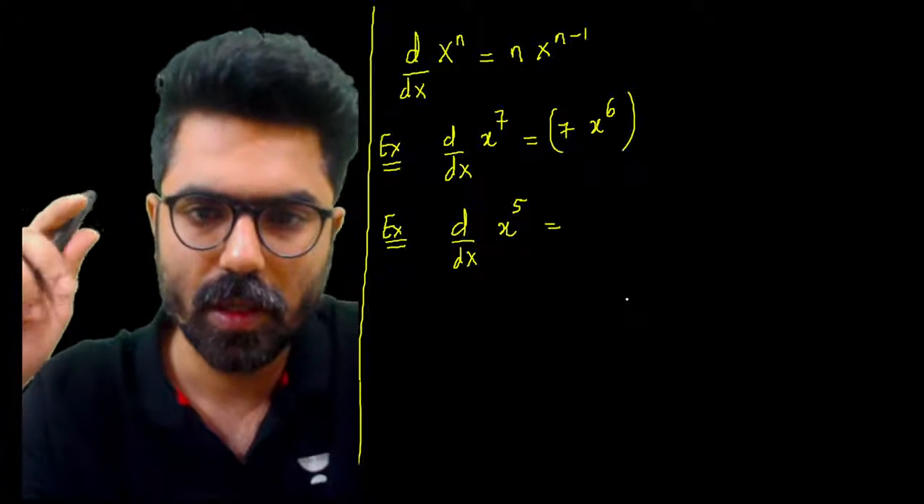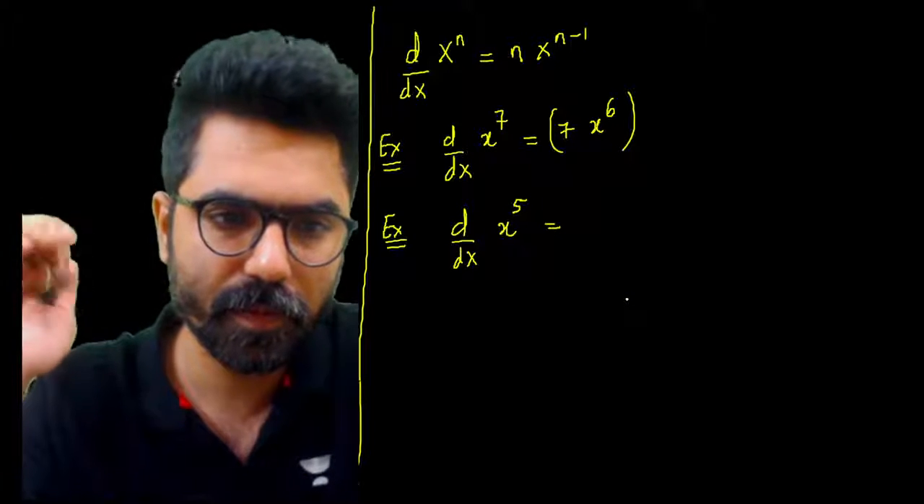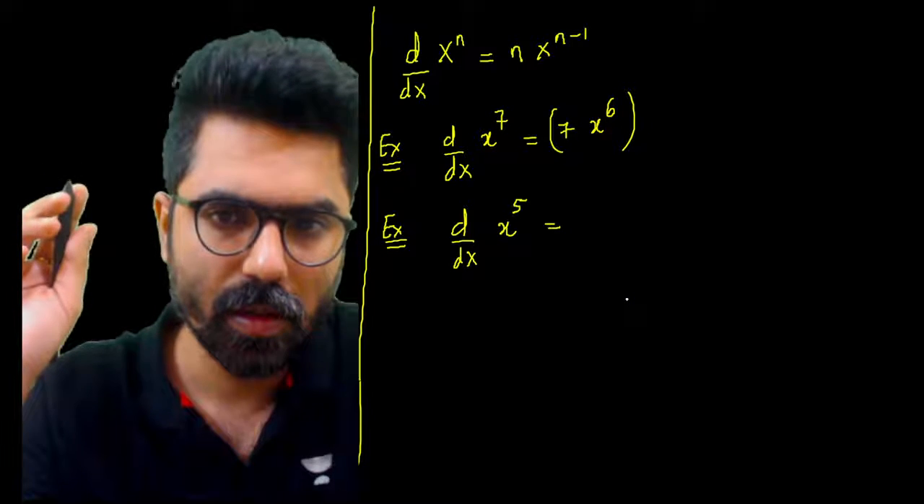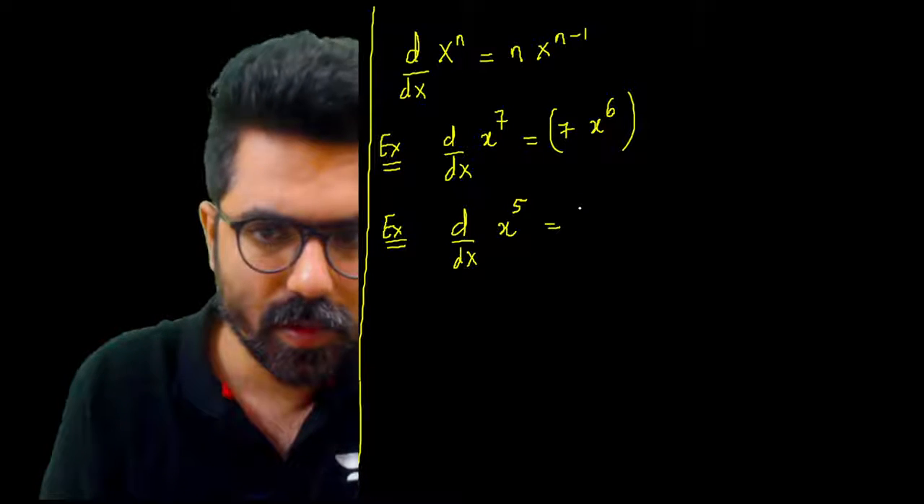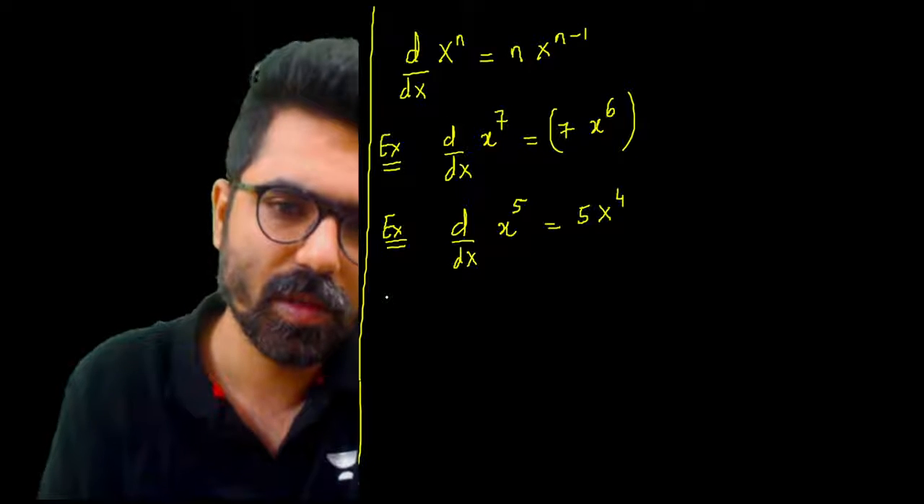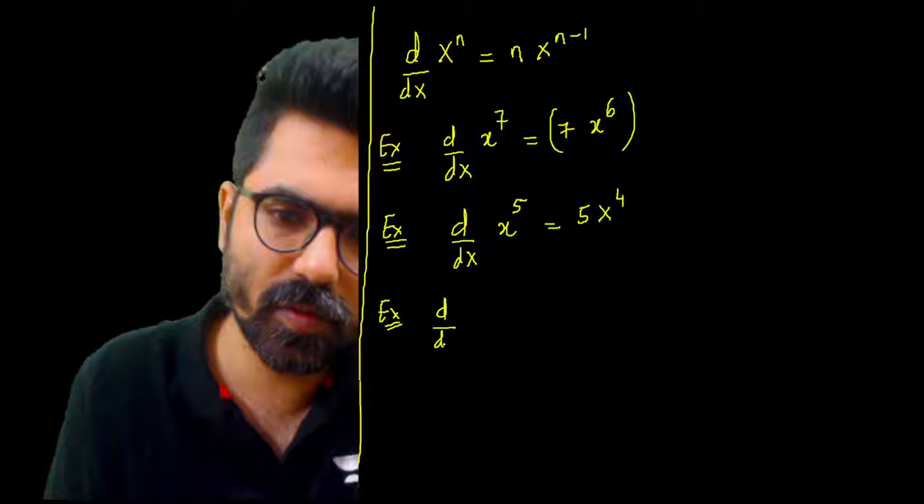Okay, so derivative of x power 5, by this formula we can use 5 into x power 4. Okay, even if you are writing in the denominator also, we can use this concept.